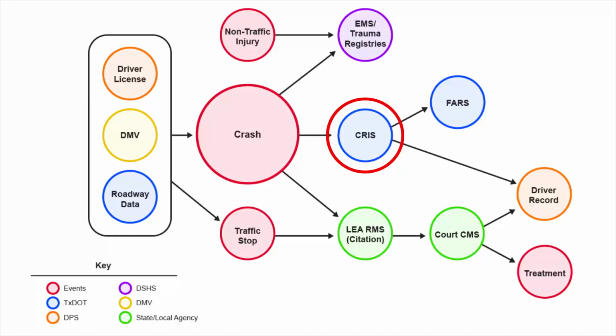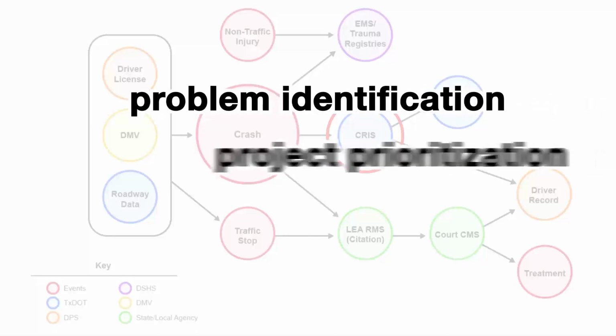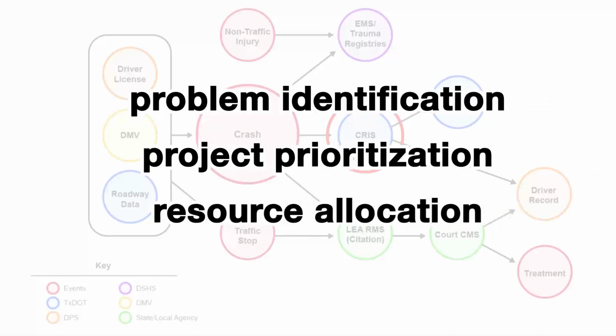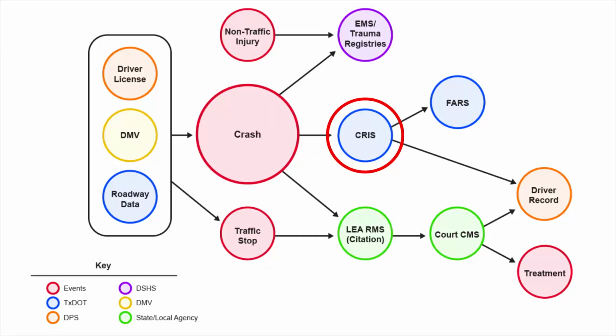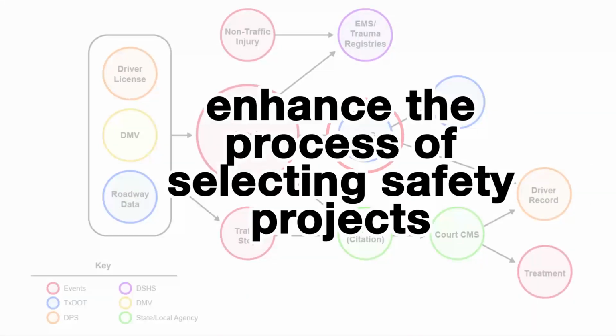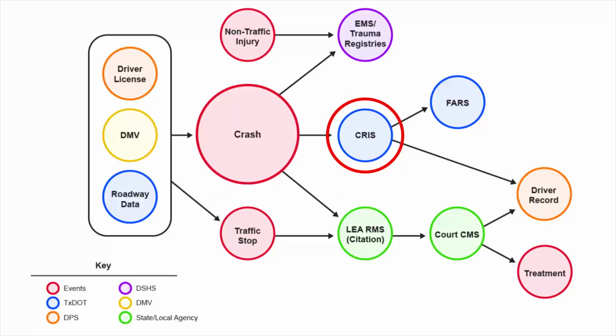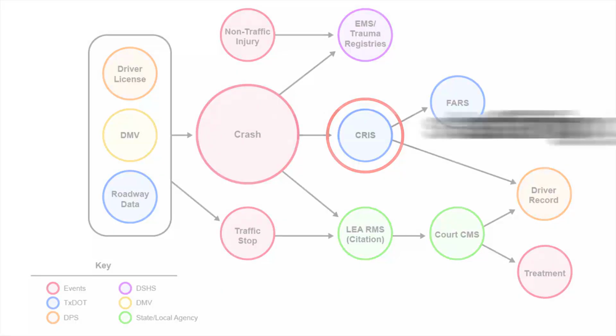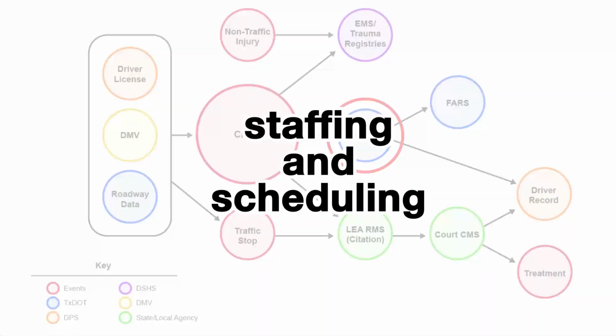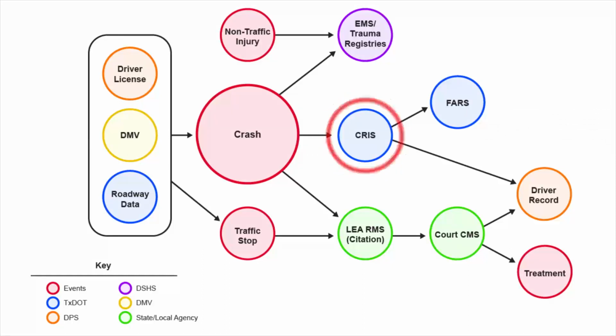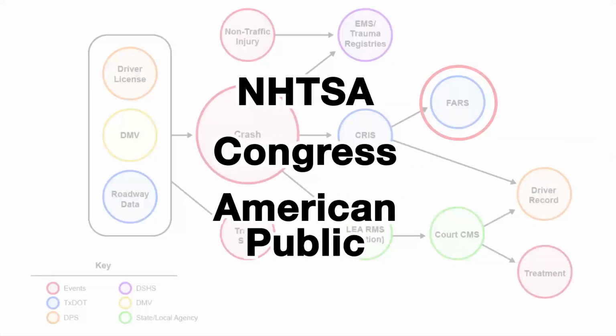CRIS is the central repository for crash records. Crash data is used by many traffic safety stakeholders to conduct problem identification, project prioritization, and resource allocation. Problem identification is conducted for the Highway Safety Plan. The crash analysis and visualization tool is used to enhance the process of selecting safety projects to submit for HSIP funding consideration. Many law enforcement agencies are using data-driven strategies to make decisions on staffing and scheduling, which includes using crash data. CRIS data flows into the Fatality Analysis Reporting System, which is a nationwide census providing NHTSA, Congress, and the American public yearly data regarding fatal injuries suffered in motor vehicle traffic crashes.